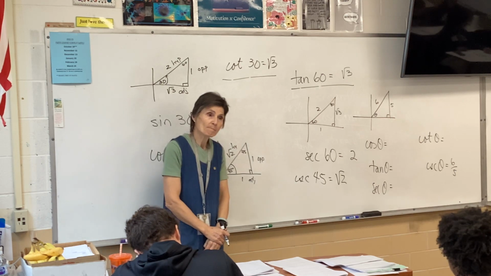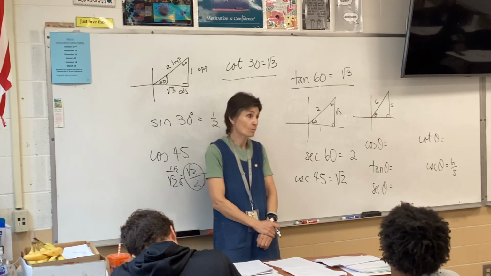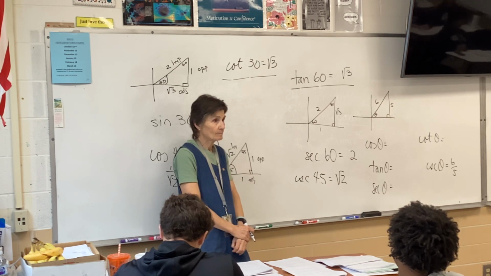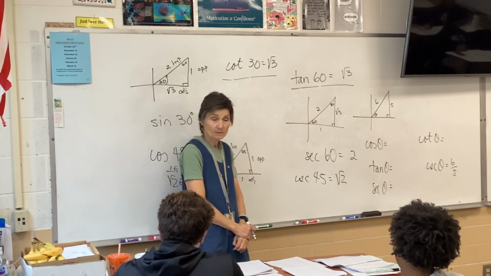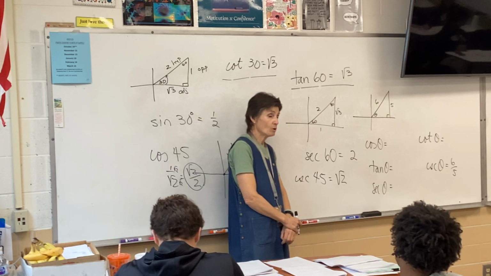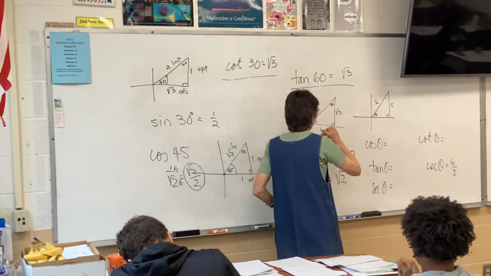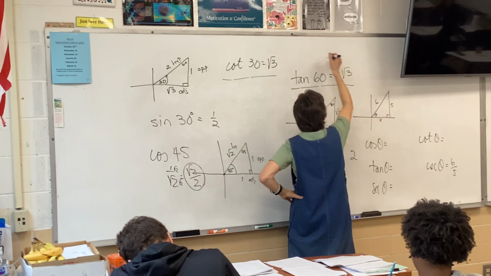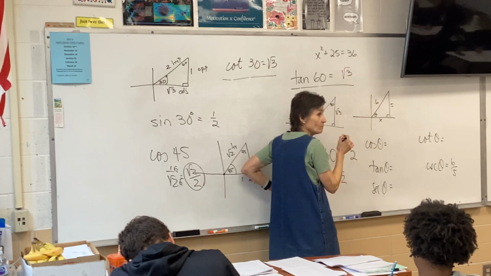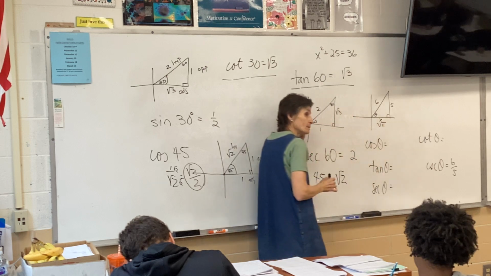What about the rest of them? We have to find the other side of the triangle first, because don't we need the adjacent side? So how shall I do that? The Pythagorean theorem. That's a right triangle. If you're doing SOHCAHTOA, it's a right triangle because you've got a hypotenuse. So I'll call that x. x squared plus 25 equals 36. Is that okay with you? So x is going to be the square root of 11.